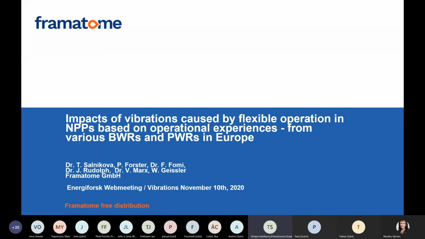So we have already had a first impression of the impact of flexibility on the plant overall for BWR. What we speak about today is the overall impact of flexibility of various types and levels for both PWRs and BWRs, but not from a theoretical point of view, from an operational point of view. I will do the introduction on flexible operation itself, and the vibration part will be presented by our expert on vibration measurements, Peter.